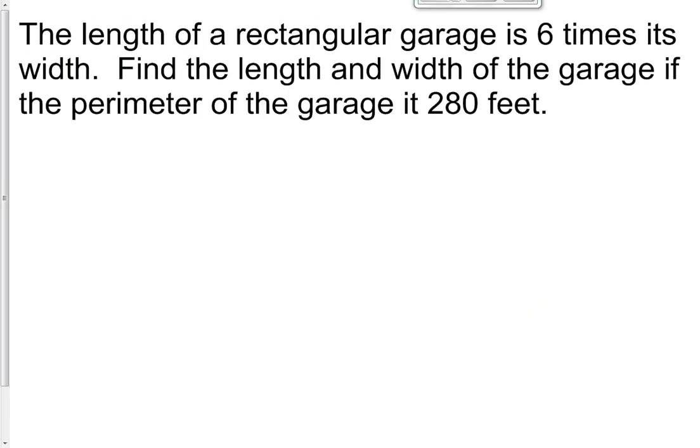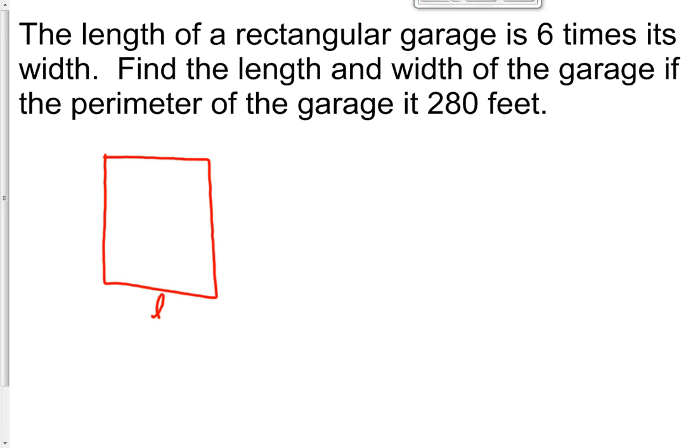All right, let's do one problem here. It kind of deals with a word problem involving perimeter. The length of a rectangular garage is 6 times its width. Find the length and the width of the garage if the perimeter of the garage is 280 feet. So a rectangular garage would be like, here's my garage. And it says that the length of the garage is 6 times its width.